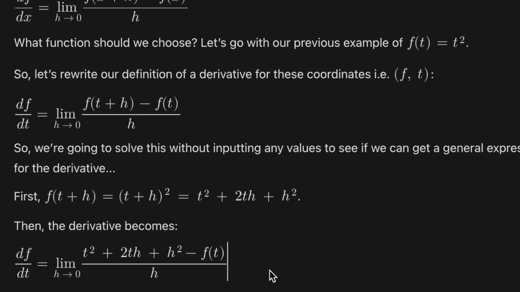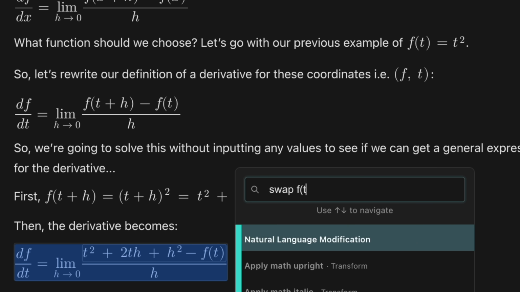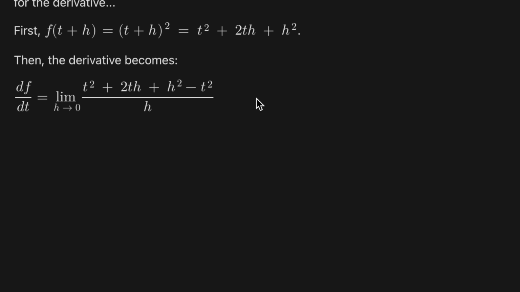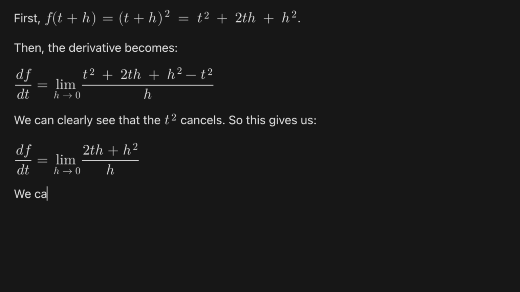So the derivative has become this. We now can simply substitute what our f of t value is in here because we know that f of t equals t squared. And again, I'm just asking Vieta to swap that. Again, I could have done this, but I like to highlight the really cool features that Vieta Space has on here as well. We now have this form for the derivative, and we can clearly see that the t squared terms here must cancel, so this gives us this expression for the derivative right here.